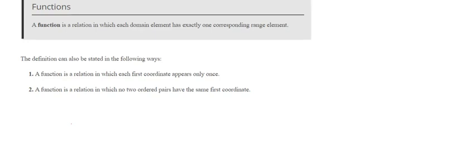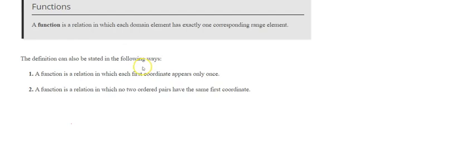Alrighty, let's go on to part 2, functions. Okay, what is a function? A function is a relation, which we learned about in the last lesson, in which each domain element has exactly one corresponding range element. What does that mean? You can also state it as a function is a relation in which each first coordinate appears only once. Okay, we know what the first coordinate is.